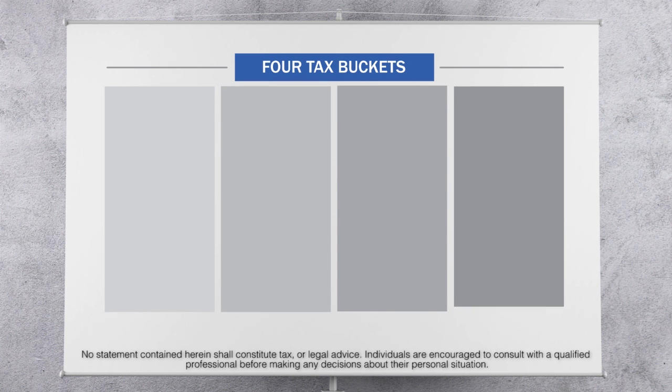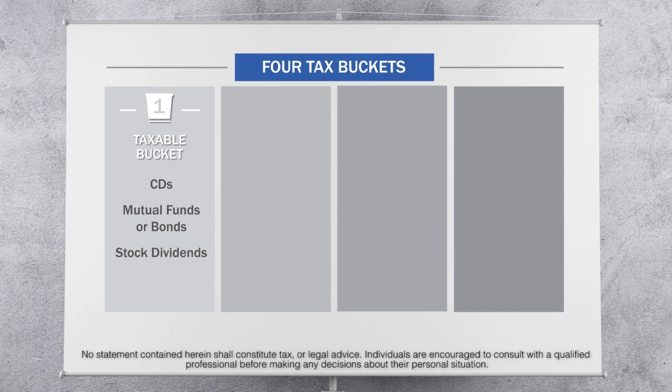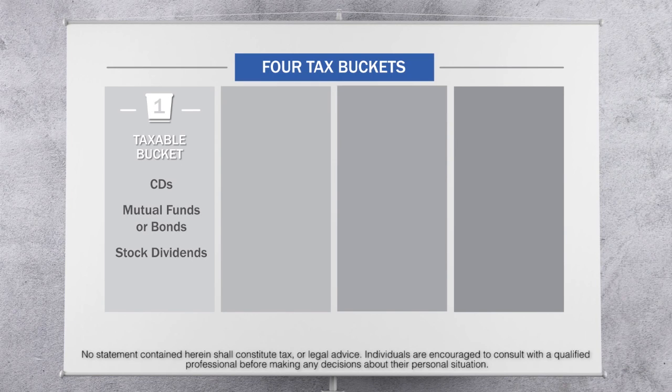The first bucket is your taxable bucket. So any accounts or financial vehicles that you pay tax on each year, whether or not you pull the money out, falls in this bucket. So what does that mean? Might be bank accounts like CDs, might be brokerage accounts, your mutual funds, or bonds, or even stock dividends. Anything that gives you a 1099 each year, even though you didn't pull the money out. Maybe you're just reinvesting, that falls into this taxable bucket.